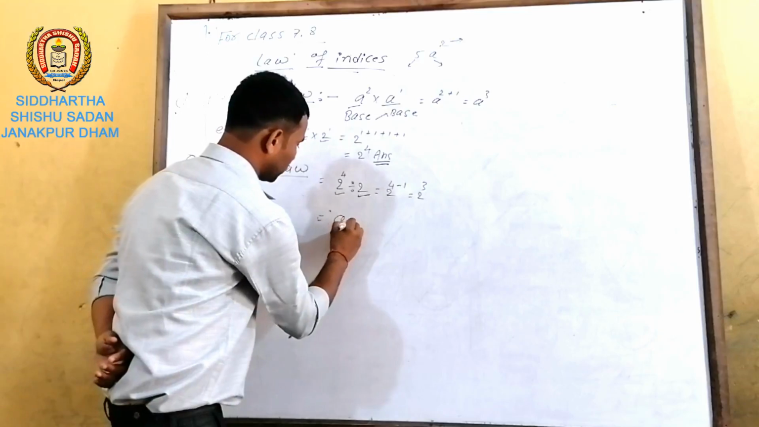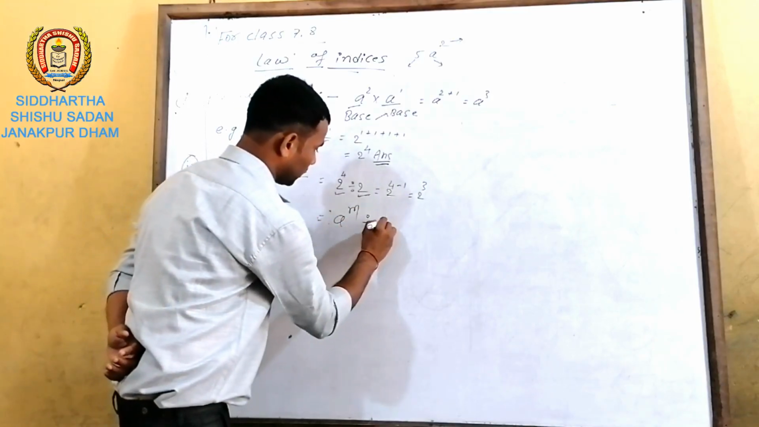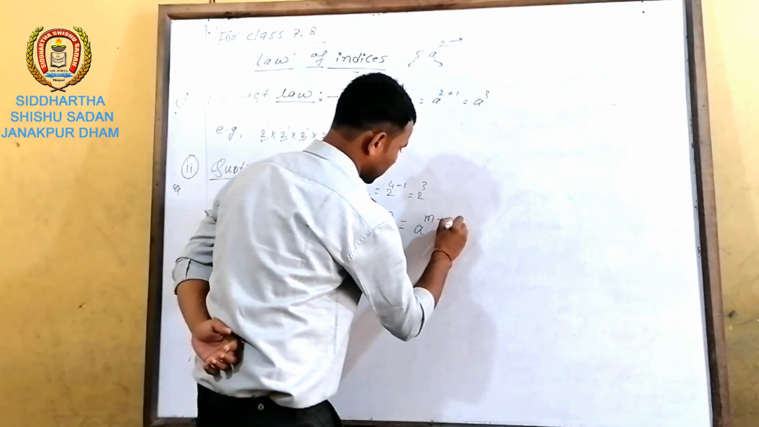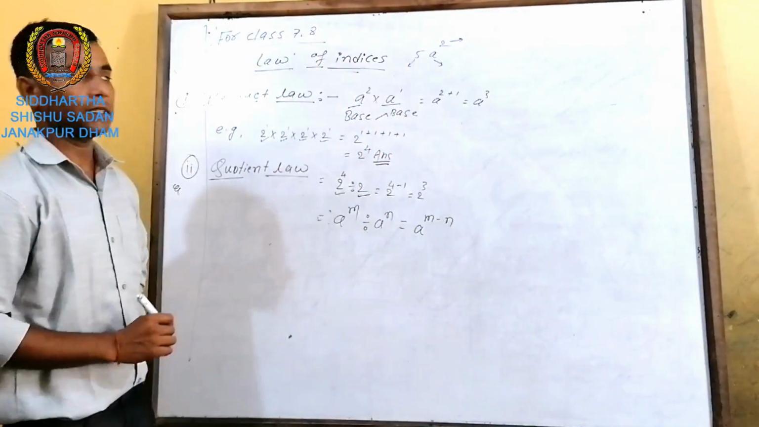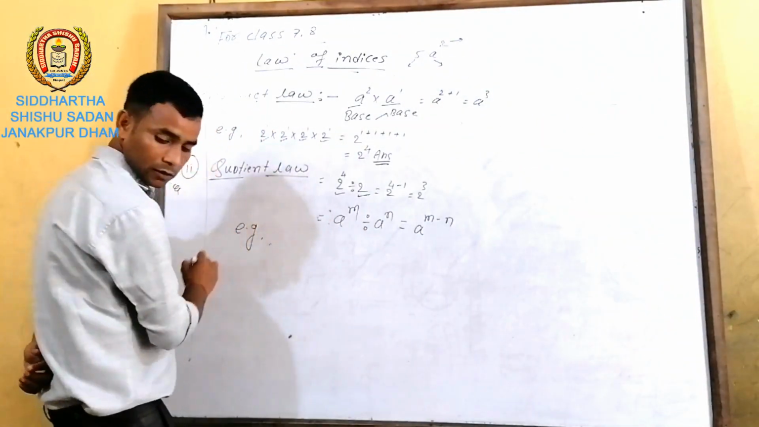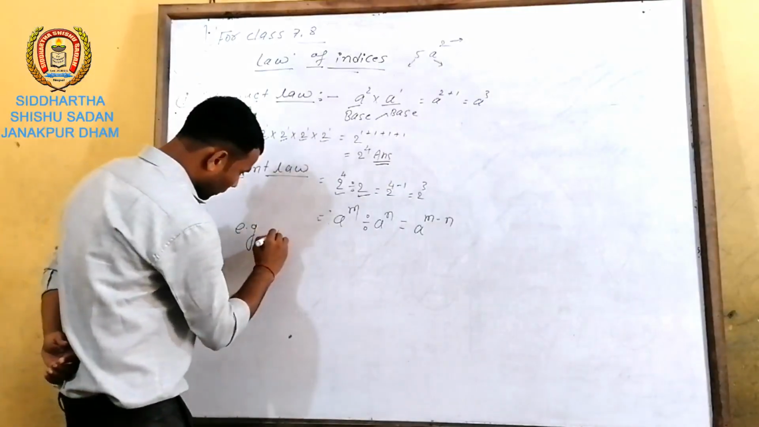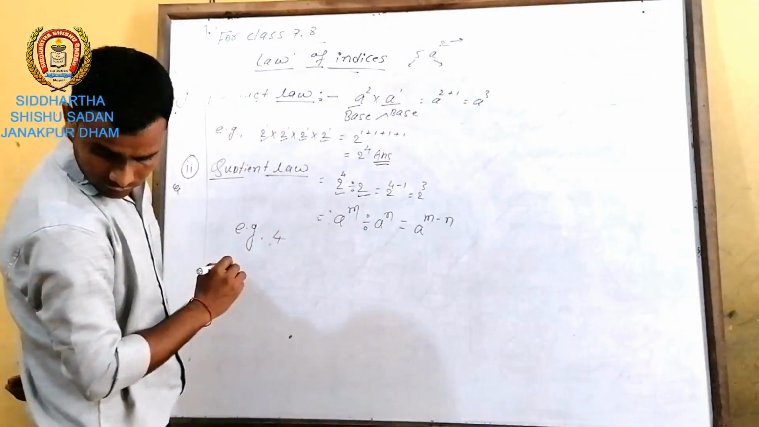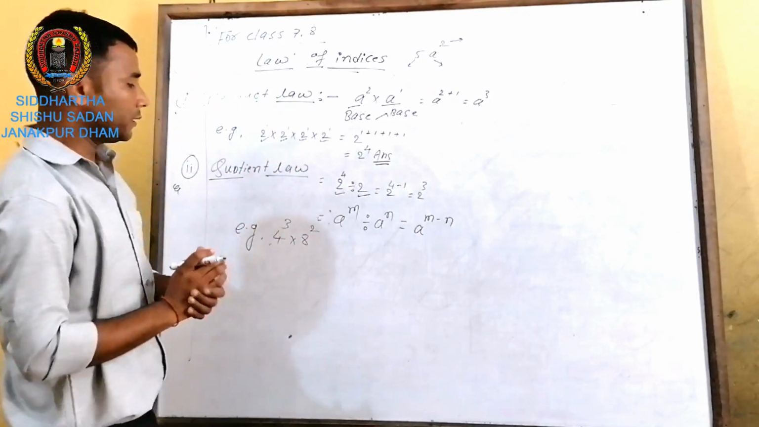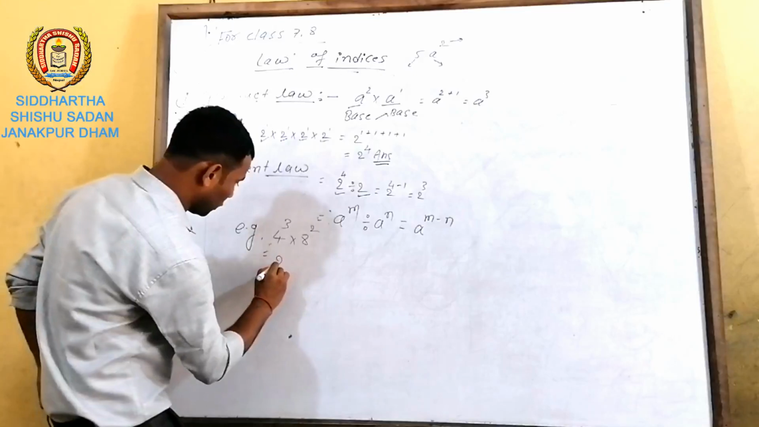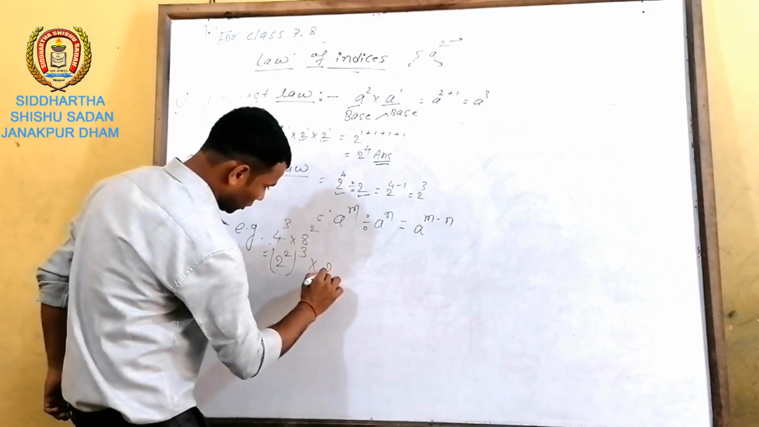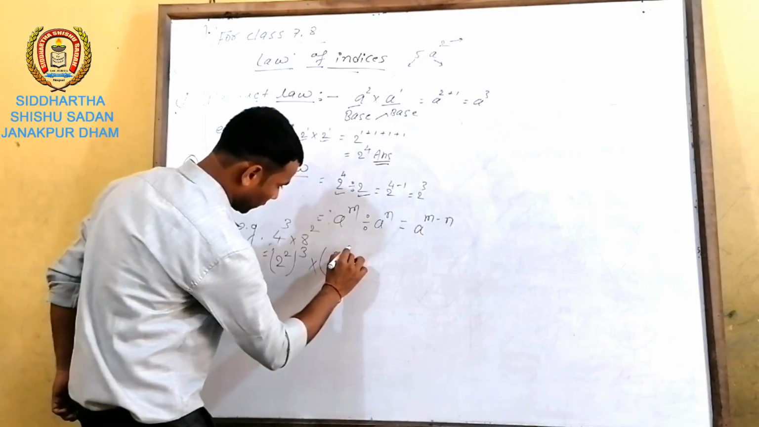Another example, suppose a to the power m divided by a to the power n, then a to the power m minus n. Another example, suppose 4 to the power q into 8 to the power square. Here the base is not the same, so 2 to the power 2 to the power q, 2 to the power q to the power square.